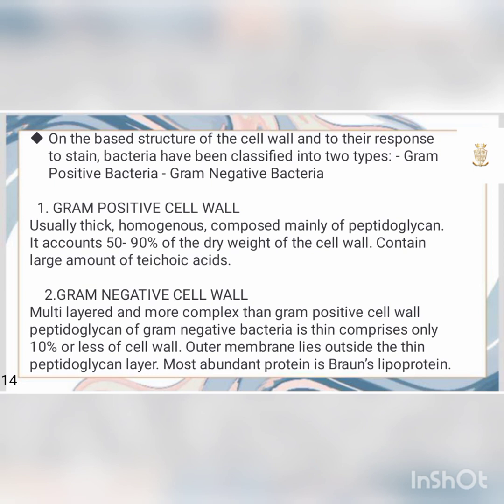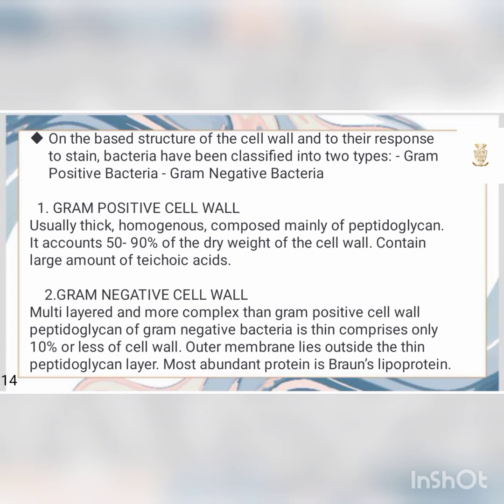On the basis of cell wall structure and their response to stain, bacteria have been classified into two types: gram-positive bacteria and gram-negative bacteria. In case of gram-positive cell wall, usually they are thick and homogeneous. It is mainly composed of peptidoglycans. It contains a large amount of teichoic acid.